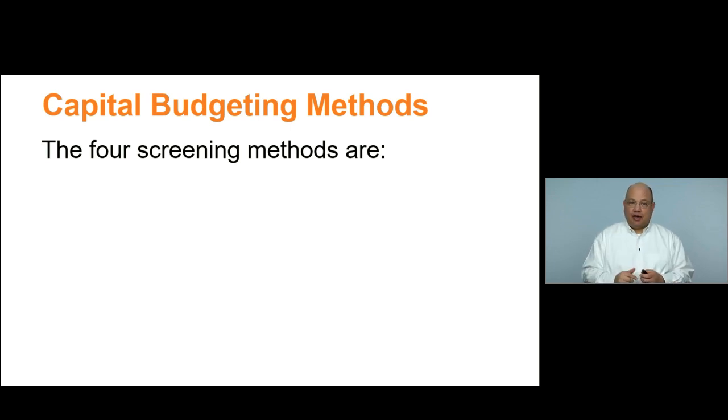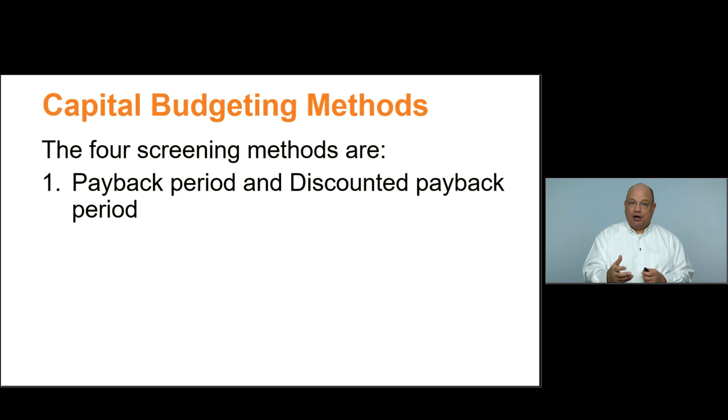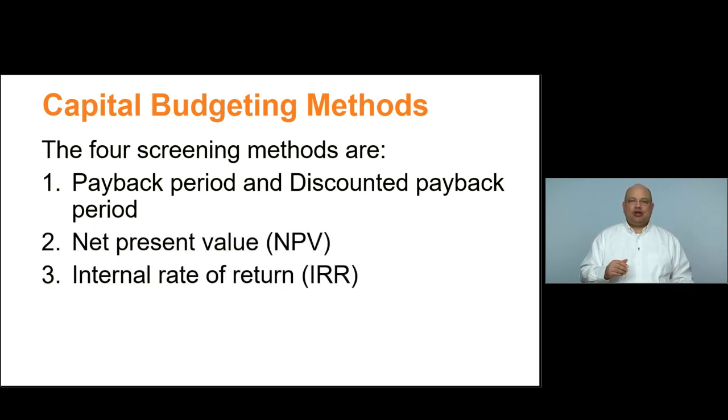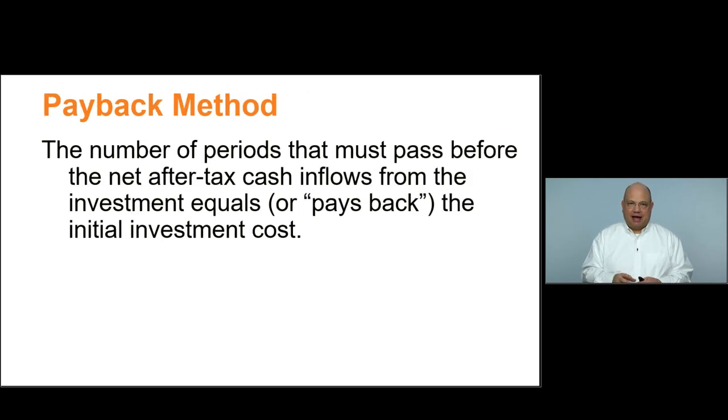So the 4 screening methods that we're going to look at are the payback period and the discounted payback period, and those are, as we can guess, fairly connected to each other. And then we're also going to look at the net present value and the internal rate of return methods as well. So those are the 4 capital budgeting methods that we're going to look at. But we're going to start by looking at the payback method.